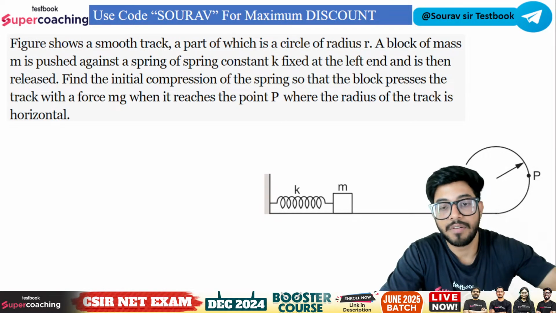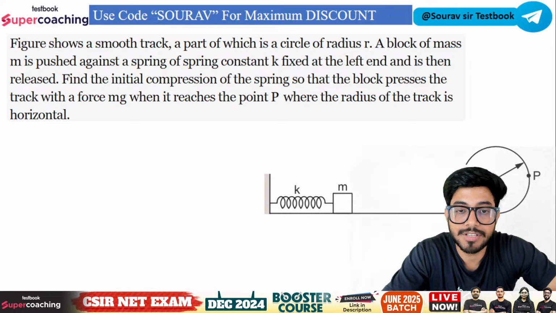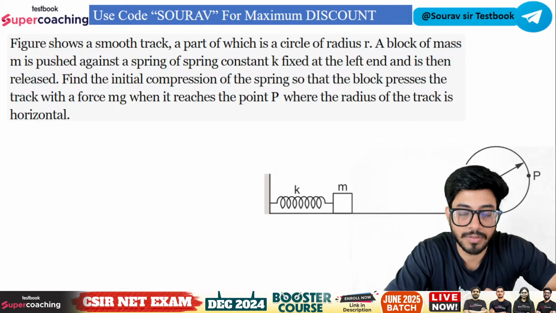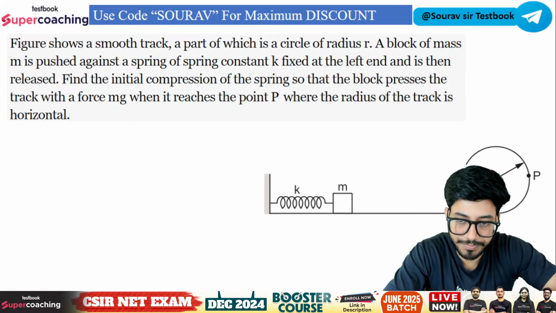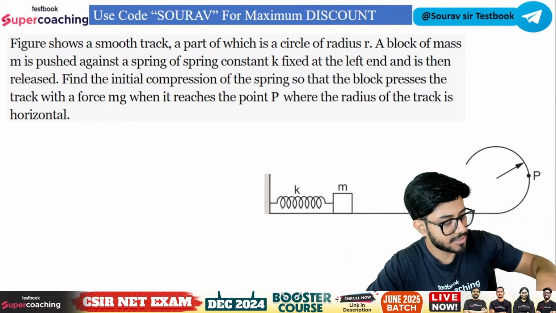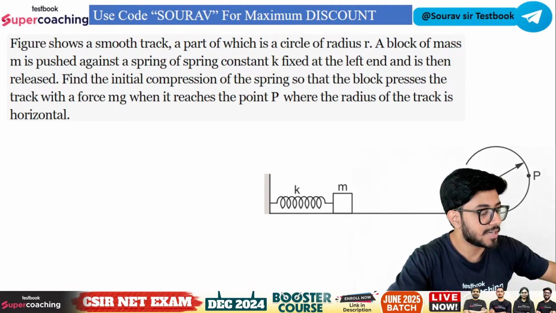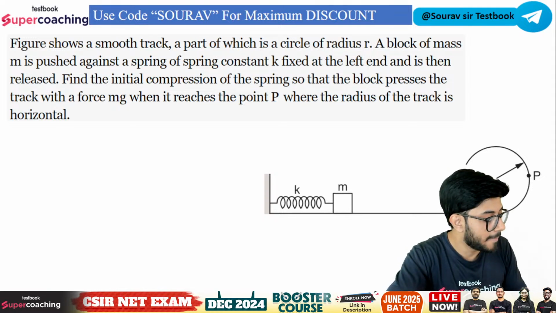Where the radius of the track is horizontal, the block pushes the track with some force, so the normal reaction is that force. We know that in most of these types of questions, there is a relation you can use anywhere.